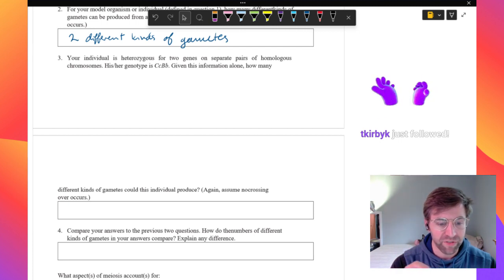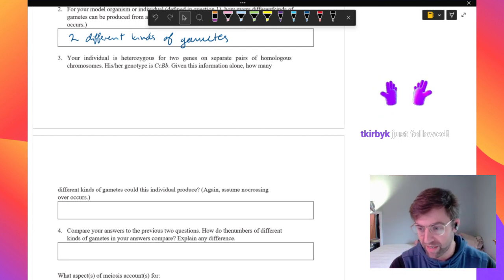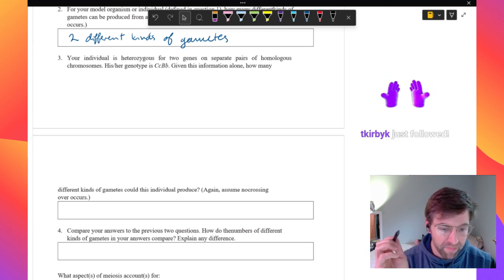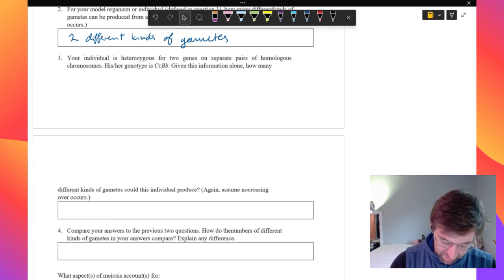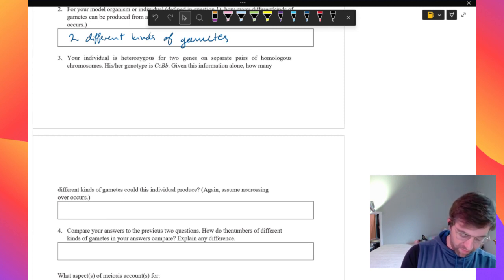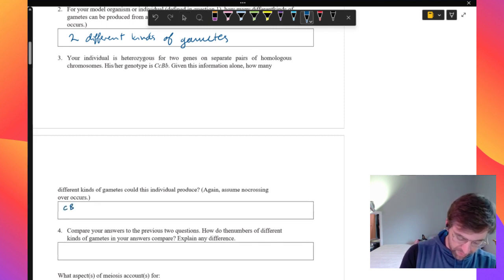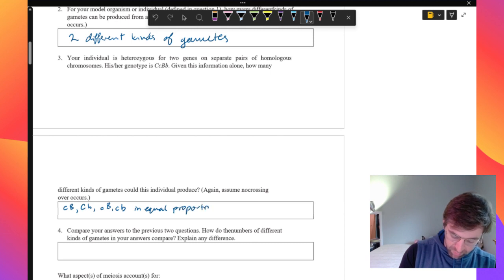You could, on average, produce 4 different kinds of gametes, and they're all going to be in equal proportions. We can build a table to demonstrate this. But basically, we can end up with big C, big B; big C, little b; little c, big B; little c, little b, in equal proportions.